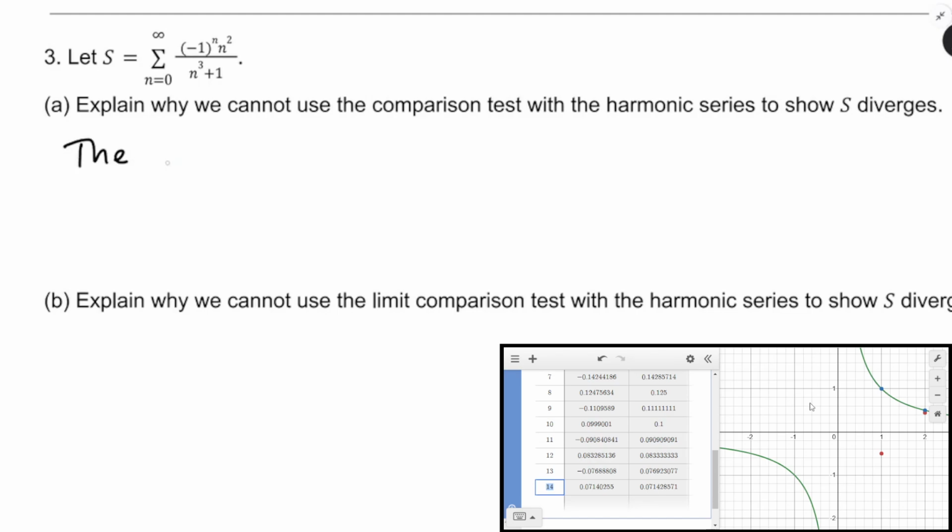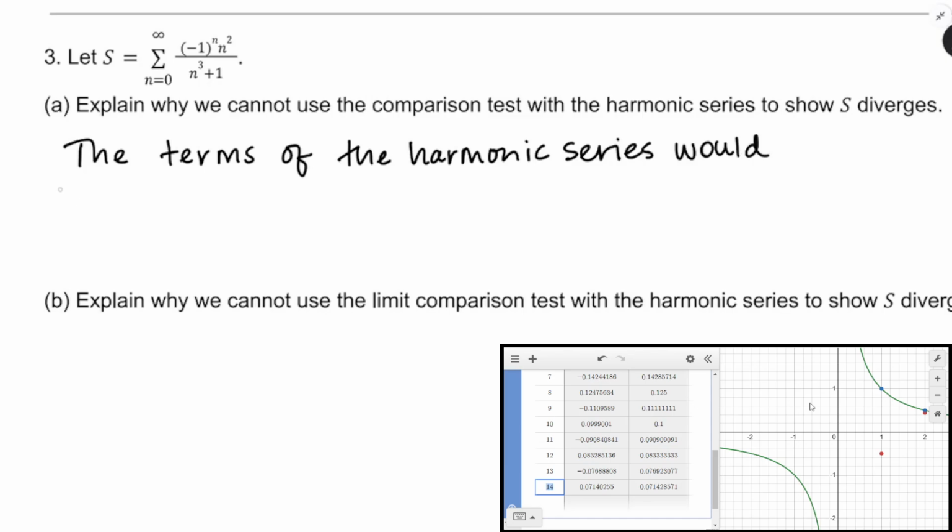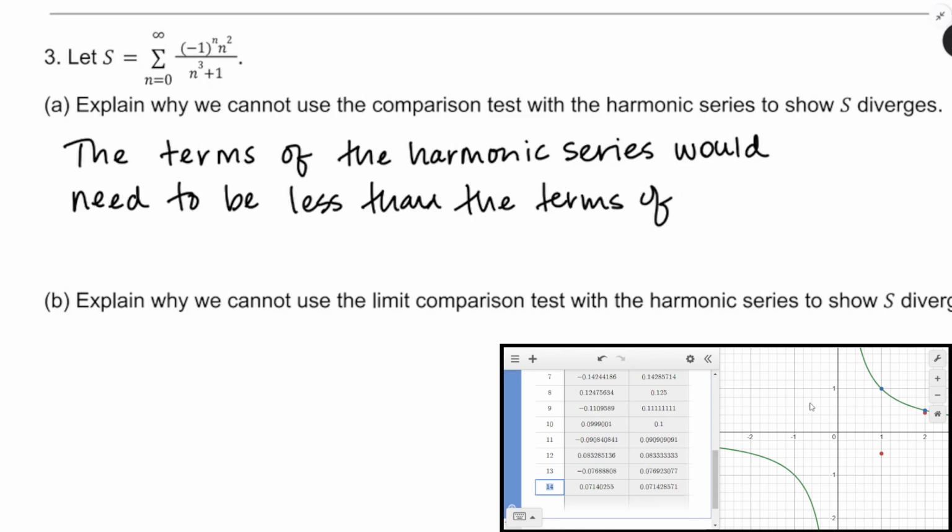The terms of the series need to be less, just for direct comparison, than the terms of S in order to guarantee divergence. And then why can't we use the limit comparison test with the harmonic series to show that S diverges?